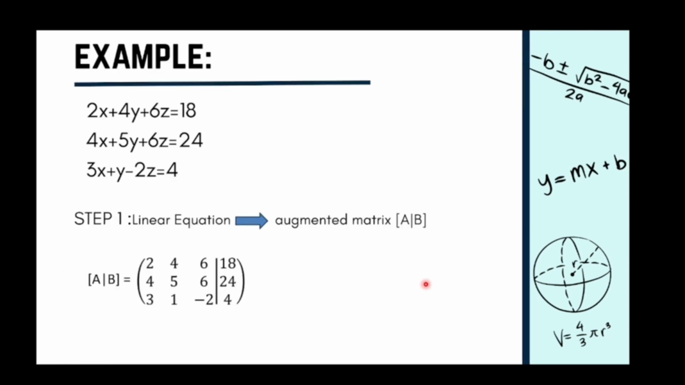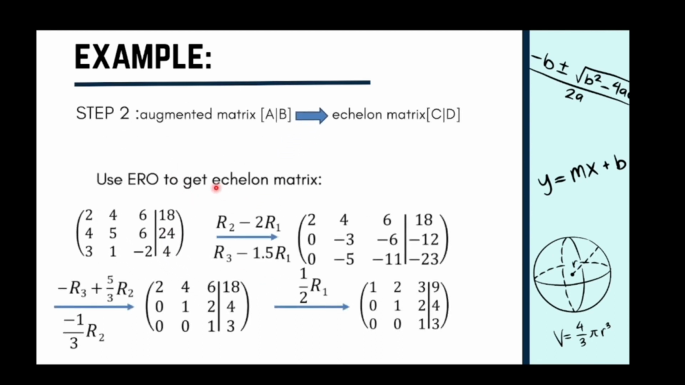Now let us see an example. This is an example question, which has 3 linear equations, consisting of x, y, z. The first step is to change the linear equation to the augmented matrix. This is the augmented matrix, which means the first column is x, the second column is y, the third column is z, and behind this is the answer of each equation. After we get the augmented matrix, we use the ERO to get the echelon matrix. This ERO was taught in a previous subtopic. So after that we get this, which is the echelon matrix.